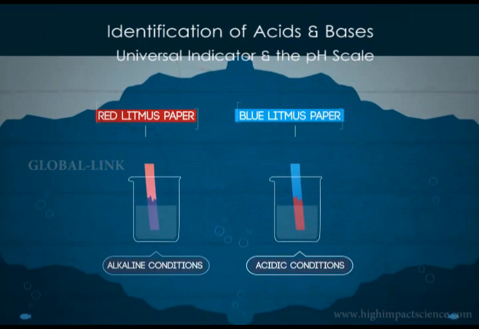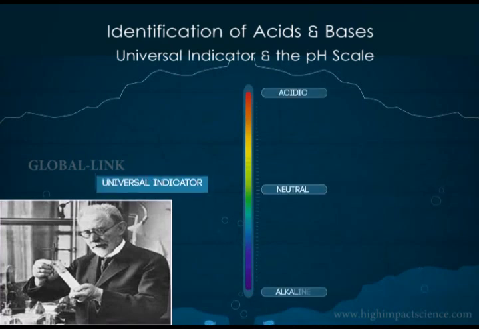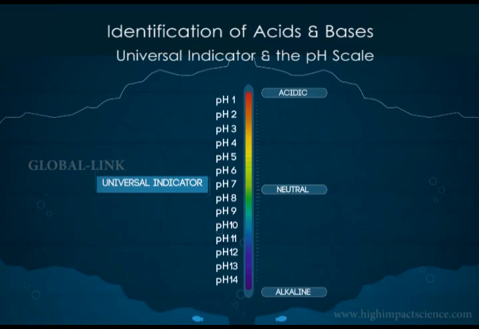However, litmus paper only tells us whether a substance is an acid or an alkali, but it does not tell us how acidic or alkaline it is. In 1909, a Dutch biochemist, Peter Sorensen, introduced a scale to measure the acid and basic strengths. The pH of acidic solutions is less than 7. pH of alkaline solutions is greater than 7. That of neutral solutions is 7.